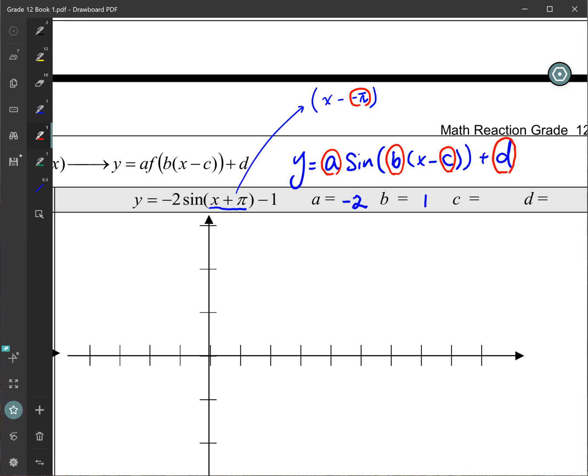Okay, so that's the tricky part about c, right? So c controls horizontal movement, right? So negative pi, let's fill that in.